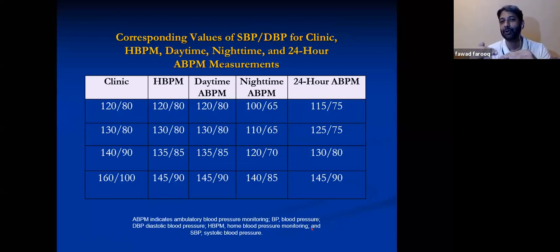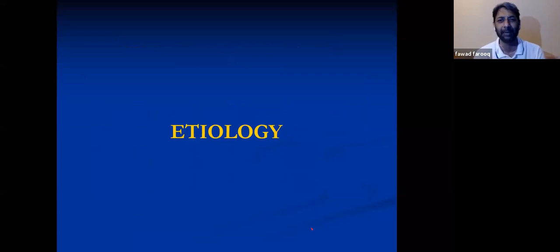Nighttime blood pressure normal limits are different. Daytime limits are different. The overall 24-hour average is different, because night blood pressures are usually low compared to day blood pressures. So a normal daytime blood pressure is less than 120/80, but the nighttime is 100/65. This is just giving you an idea. You don't have to remember each and every one of these limits. So this way we have covered the etiology part.